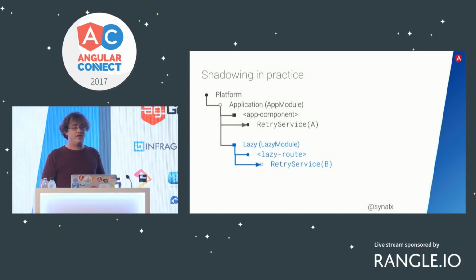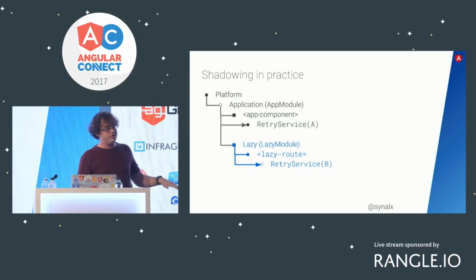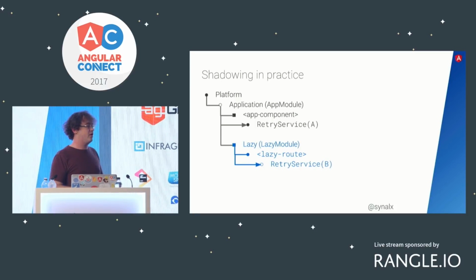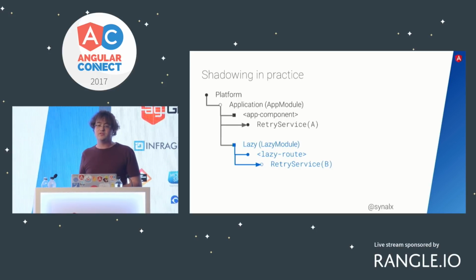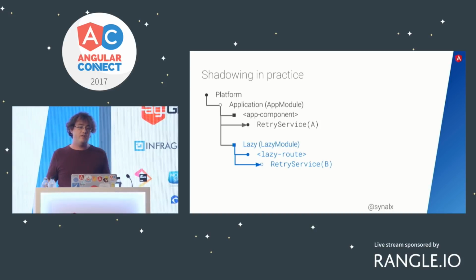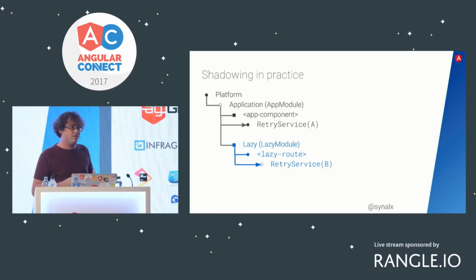So here's what this looks like in our hierarchy. We have an application component, which is injecting retry service, and that comes from the app injector. And so that gets instance A. And we also have a lazy route that's injecting the same service, same token, but it gets its one from the lazy module injector, and the lazy module injector has instance B, right? And that can create really subtle problems. This is really hard to debug, actually.